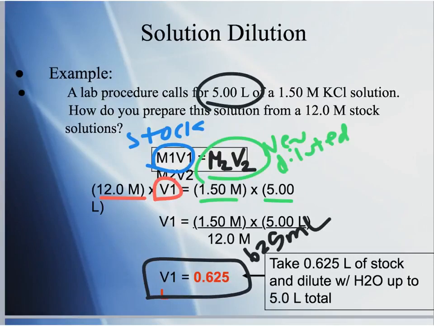So we would pull out the 625 milliliters and then add 4,375 milliliters of water in order to make the full 5 liter mark. So getting your answer is only partially the full answer, because you need to understand that that's how much stock you need, and then you need to fill the rest up with water to get to your final volume that is required.